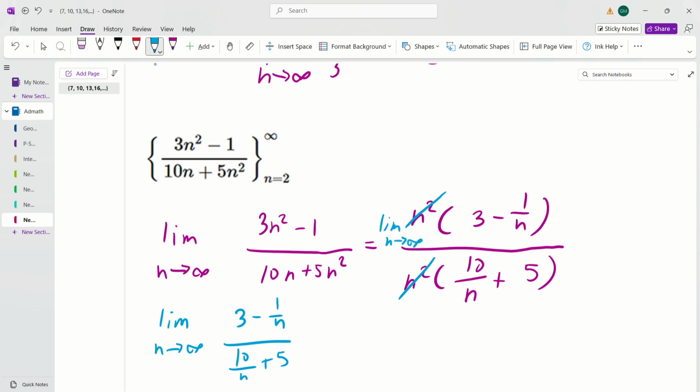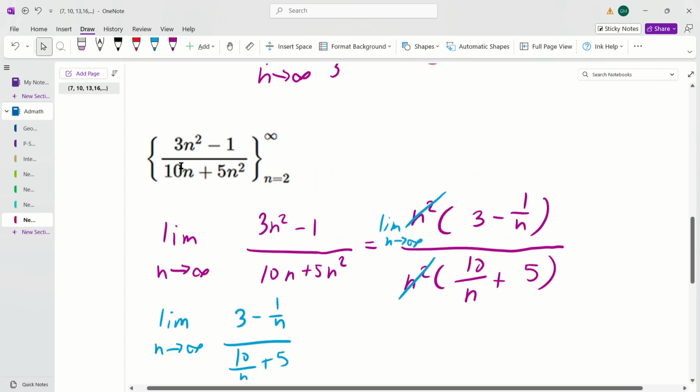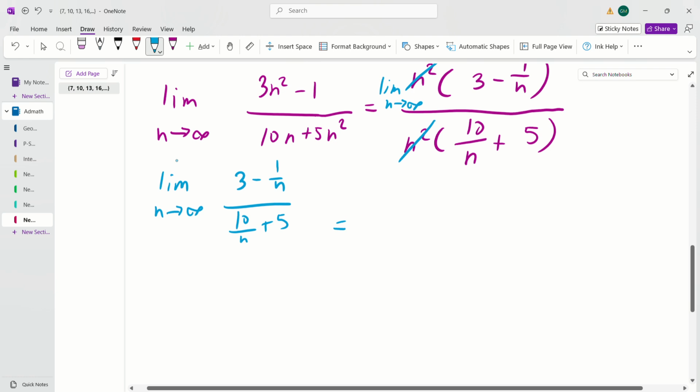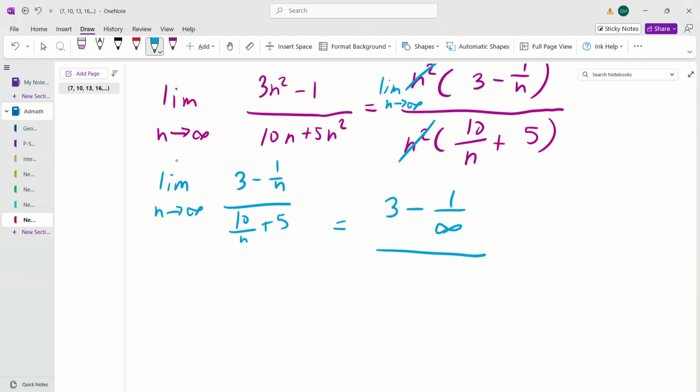Don't forget to include the limit, because we haven't done evaluating the limit yet. So this time we will evaluate its limit. If we replace all n by infinity, we have 3 minus 1 over infinity, all over 10 over infinity plus 5.